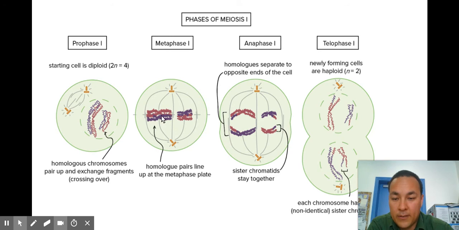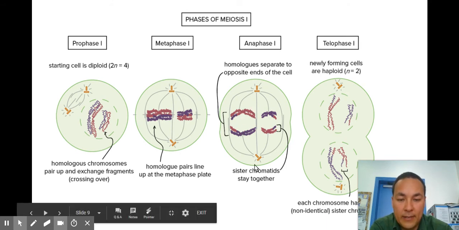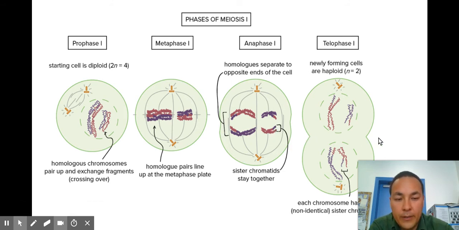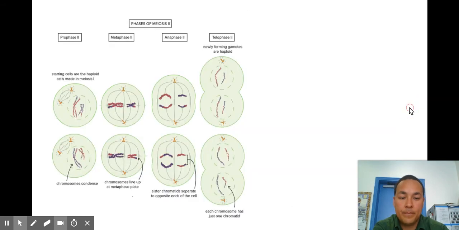So they've crossed over. They line up in the middle. They get pulled apart. Notice how the homologous pair gets pulled apart. The homologs, or one from the pair, gets pulled to the opposite end of the cell. The sister chromatids, however, stay together. In your new cell, notice how many chromosomes there are. 1, 2, 1, 2. So we've already cut the chromosome number in half. We've become haploid by the end of meiosis 1.